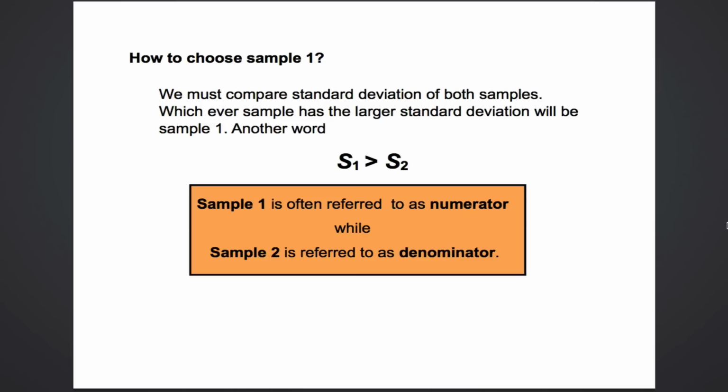Before we look at the example, we always have to make sure that our sample 1, which we refer to as the numerator, has a standard deviation greater than sample 2, which we refer to as the denominator. So once again, sample 1 standard deviation, S1, has to be greater than sample 2 standard deviation, S2. Sample 1 will be our numerator, and sample 2 will be considered as denominator.